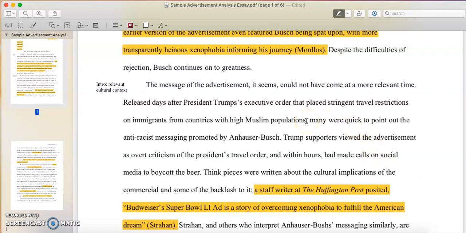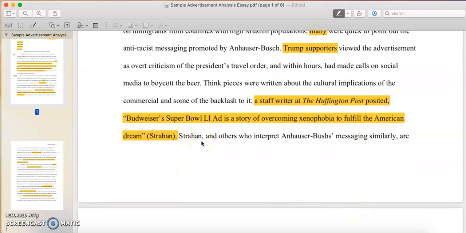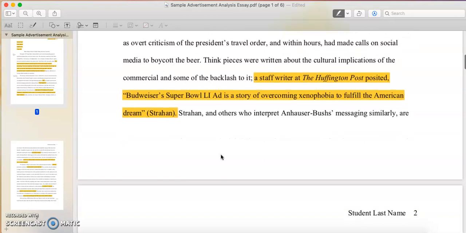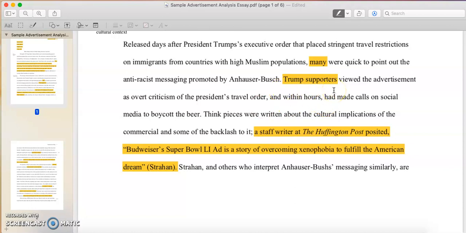Many were quick to point out the anti-racist messaging promoted by Anheuser-Busch. Trump supporters, there's someone, many. You don't need to say how many exactly, but the presence is online, so we can say many, and then Trump's supporters viewed the advertisement as overt criticism. And then we don't have to just say groups of people, we can articulate who's saying what in general. It seems the staff writers at the Huffington Post had something to say about this, like this guy Strahan. Strahan and others who interpret Anheuser-Busch's messaging similarly is just a way of saying people who think differently than maybe Trump supporters did in reference to this advertisement. And it's okay to delineate between groups in papers like this if it calls for it.